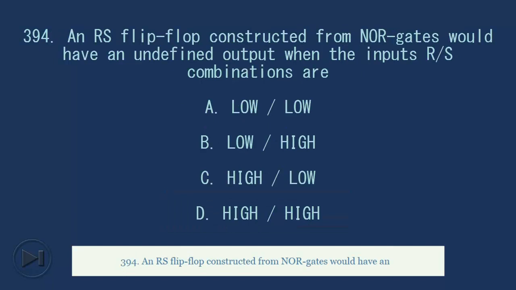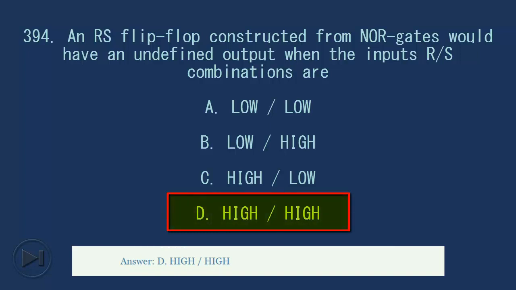394. An RS flip-flop constructed from NOR gates would have an undefined output when the inputs R/S combinations are A. Low/low. B. Low/high. C. High/low. D. High/high. Answer: D. High/high.